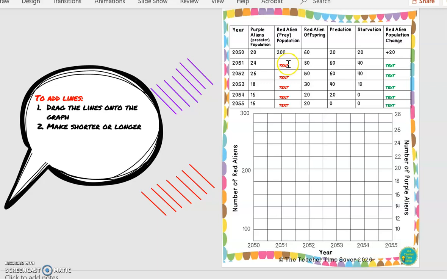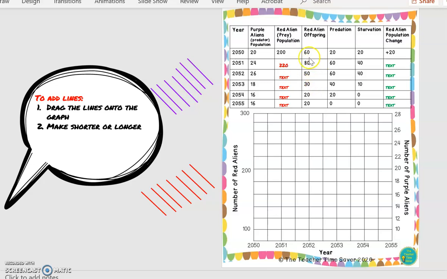So when you go down here to text, be careful not to delete your entire box. You just want to delete the text. We're going to put the new population, which would be the original population, 200, plus the increase of 20. So that would be 220, for example.